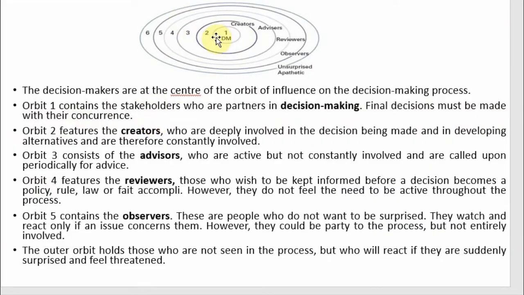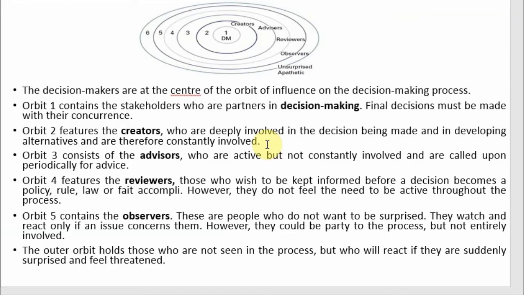Okay. Second, you can see that the second orbit consists of creators, who are deeply involved in the decisions being made and in developing alternatives, and therefore they are constantly involved. See, whenever a disaster has happened at a particular place, the government officials will come there and take note of the situation. Finally, it will be given to the ministry level that has the power of decision making. So, creators are the people who provide all the necessary material that can be approved at the ministry level.